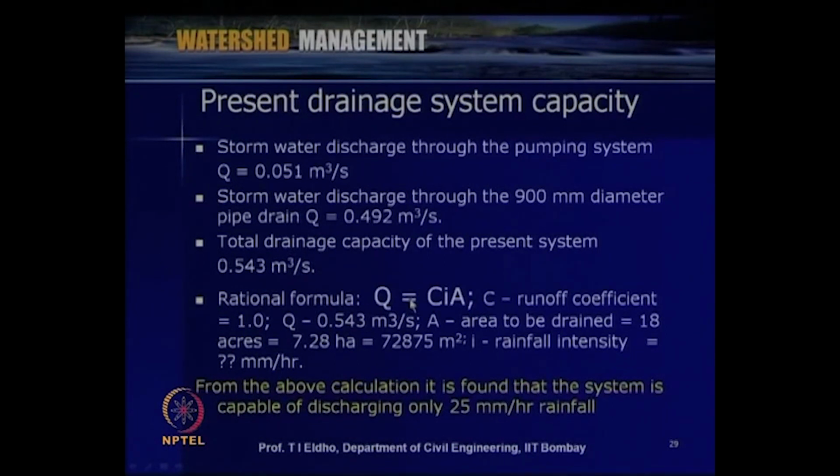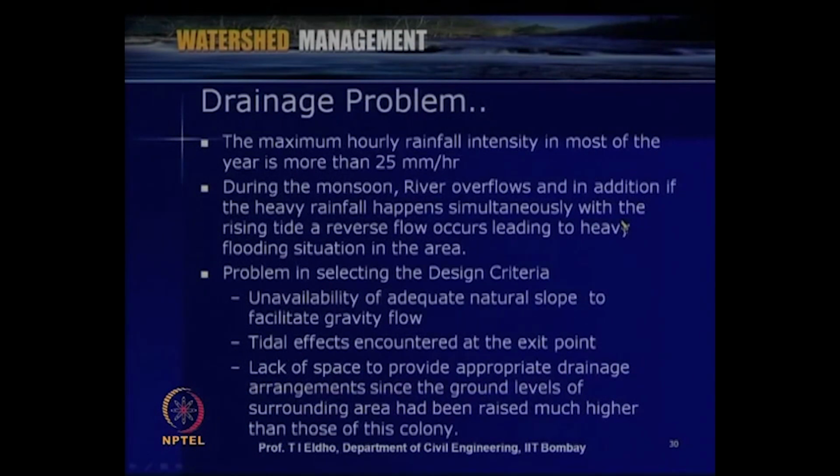So, we used the rational formula Q = CIA, and the runoff coefficient has been considered as 1. Accordingly, we found that this drainage system is effectively useful only up to a rainfall of 25 mm per hour. But in many years the rainfall exceeds that, and it can be 50 mm per hour.